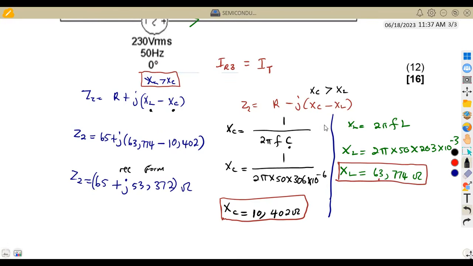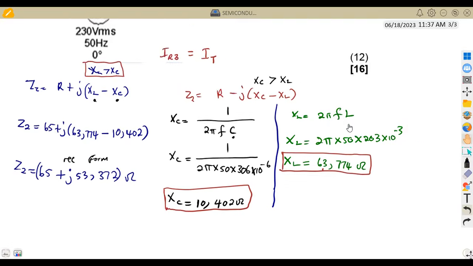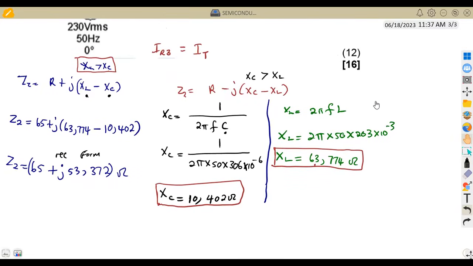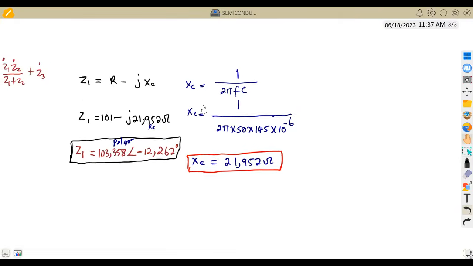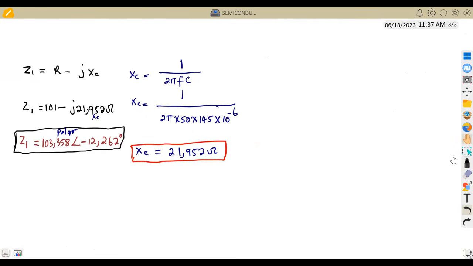So like I said, what you need is to convert, because you do not know what you're going to have later on. Let me just write our Z2 here so that we can apply it later on. So remember, we got our Z2 as 65 plus J 53,372. This is in rectangular form, and we can also convert this to polar form.